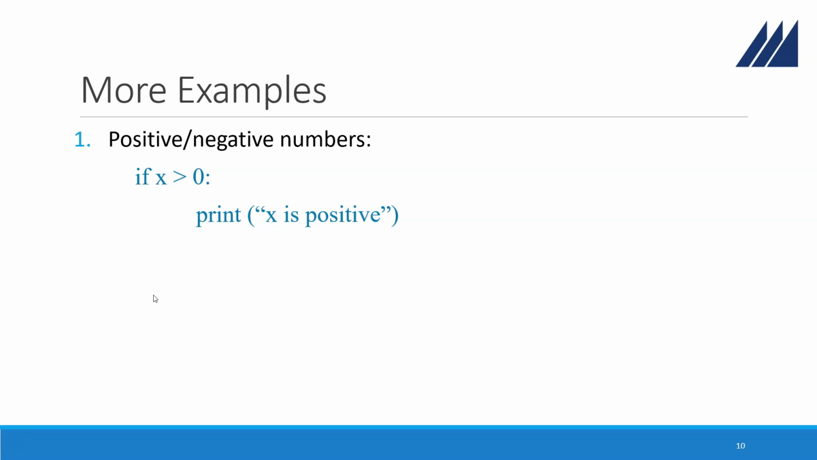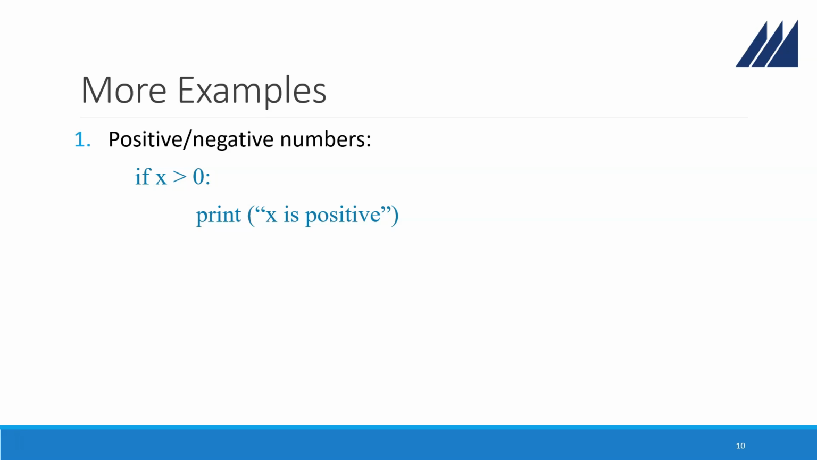Here's another example that will check if a number entered by the user, and I'm going to assume it's an integer, is a negative or positive number. And then I'm going to tell the user this number is positive. So I'm going to just check if the number is positive or not, okay?